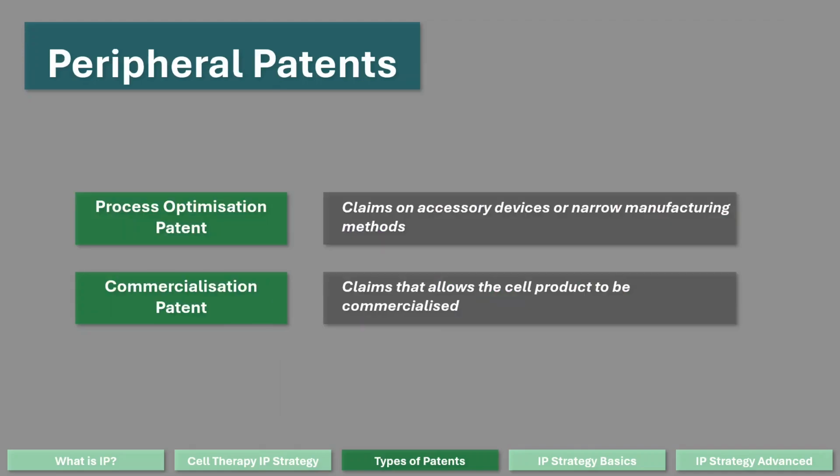Firstly, process optimization patents are claims on accessory devices or manufacturing methods that are additions to the manufacturing process, such as a type of high-throughput cell manufacturing equipment or the addition of inflammatory factors to improve potency. They do not block the manufacturing of the cell product. Second, commercialization patents are claims that help to bring the therapy to market, such as dosage regimens or devices for drug delivery.